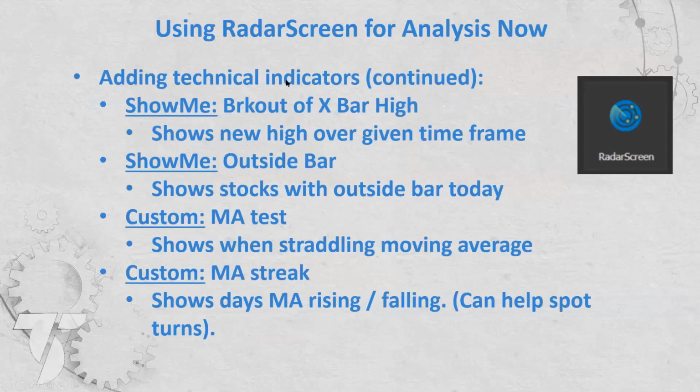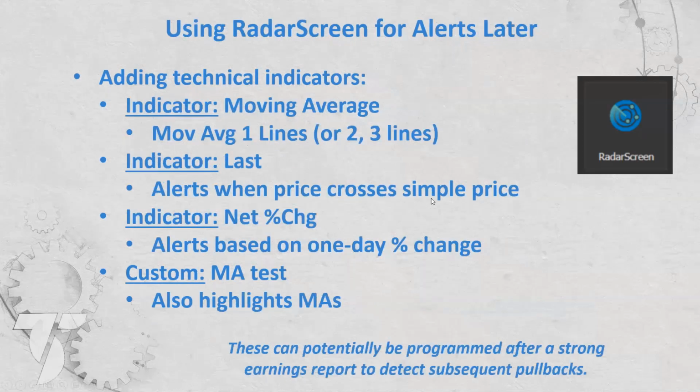These are the ones that I showed you. Breakout of X bar high, outside bar, MA test, MA streak. So these are all things we want to use when we're looking at stocks now to try to anticipate potential moves before earnings season. The next thing I want to show you is how do we use RadarScreen for after the fact? Very often earnings season is great because we get all these good events.